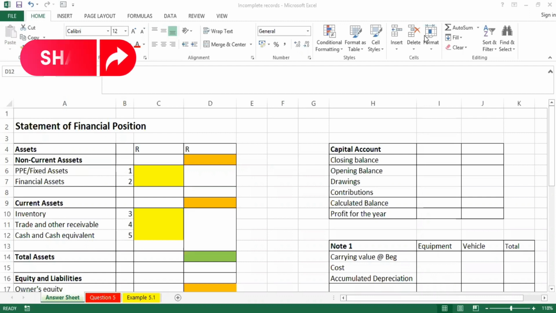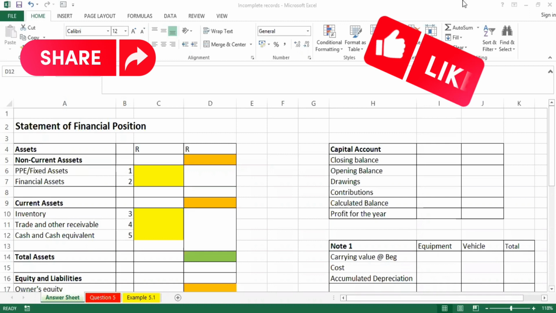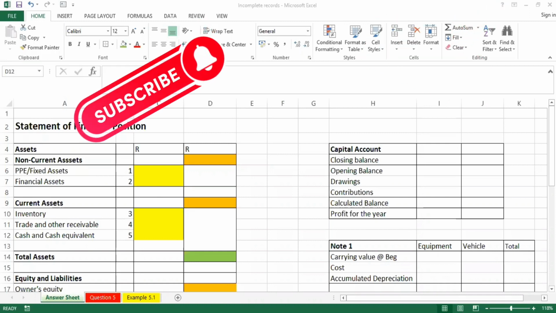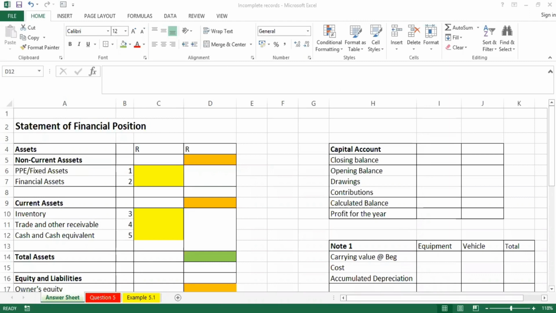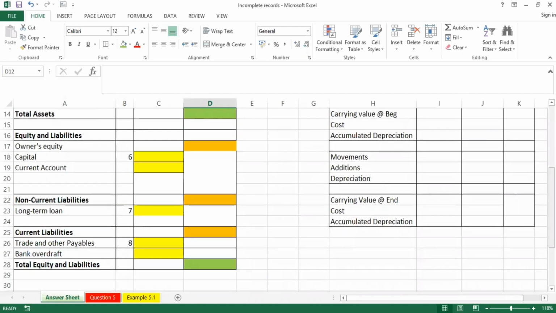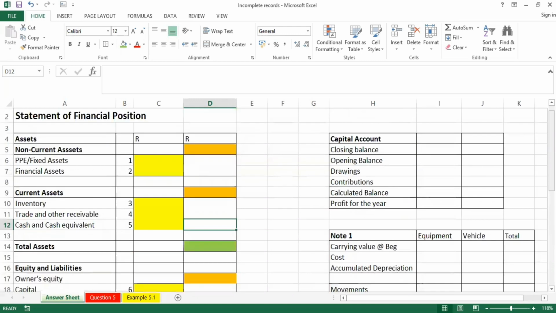Today I'll be doing your incomplete records on your statement of financial position. If you can look in the computer, we have our answer sheet, which is all the information that we'll be using to finish off our balance sheet or your statement of financial position. So you have your answer sheet, and then you also have your questions.